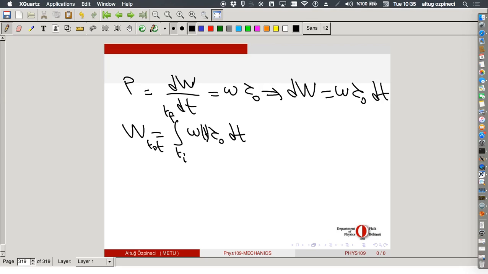Well, remember, omega changes with time, but omega is the change in the angular position of my object. So this is just like velocity integrated over time. Velocity integrated over time gives me the total displacement. Angular velocity times the time, integrated over a given time, gives me the change in the angle.